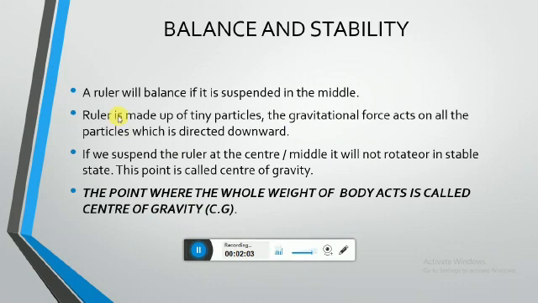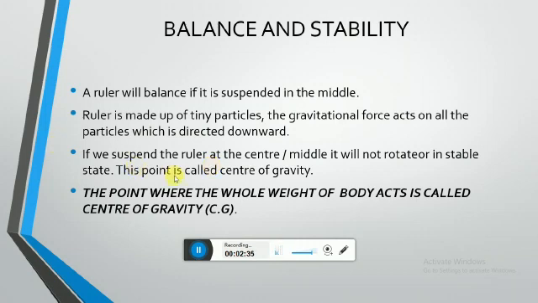The reason is this ruler is made up of very tiny particles, and definitely they have mass, and when these particles have mass, they are attracted by the earth. So the gravitational force acts on the particles, which is directed downward. So if we suspend the ruler at the center or the middle, it will not rotate. Okay, that is a stable condition.